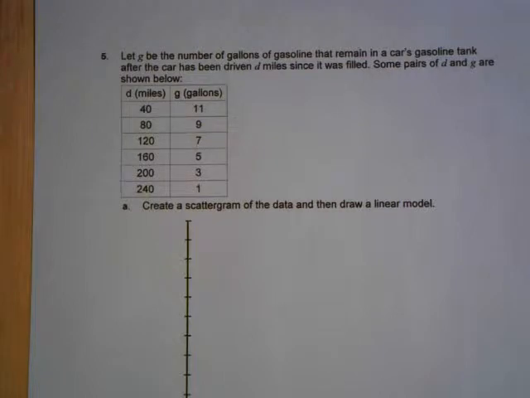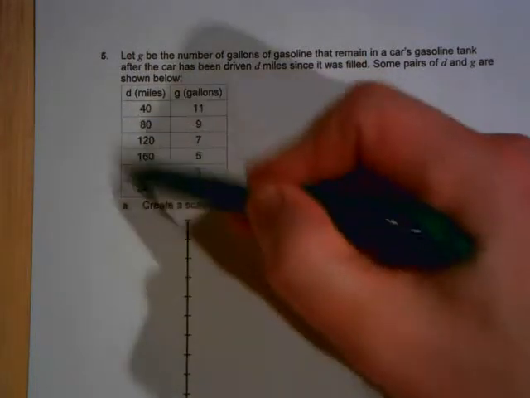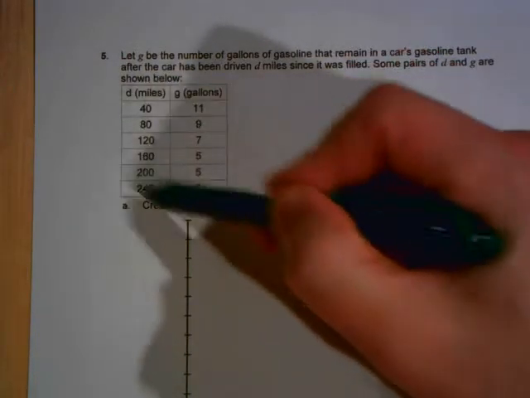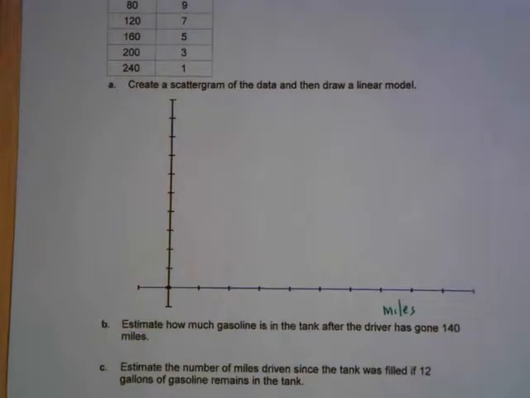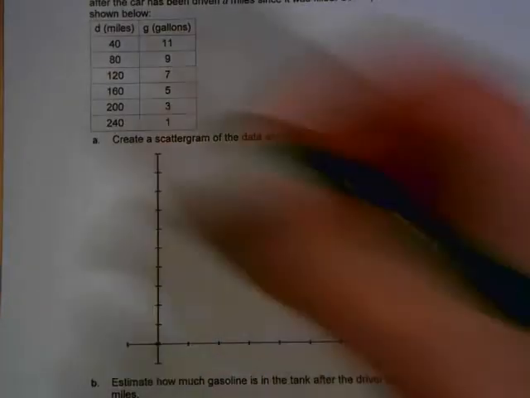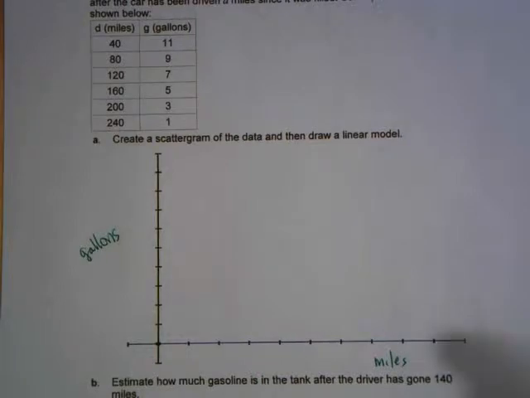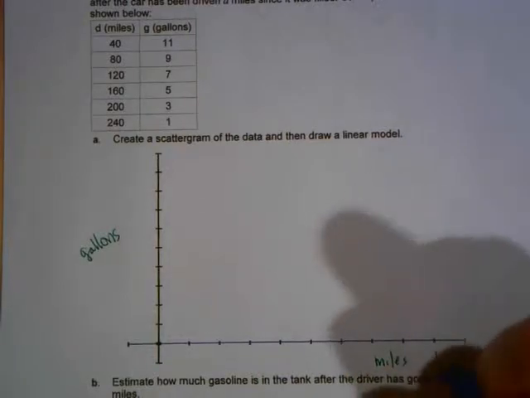And you can see the data. First thing I notice is D is my independent variable because it was given first. So I'm going to label miles on that axis. And gallons is my dependent variable. So I'll label that one as gallons. And it might even be a good idea to put the variable here.